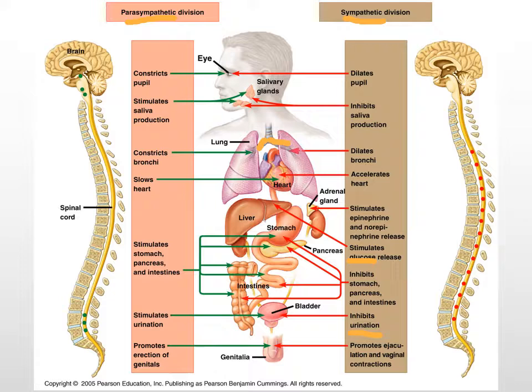promotes ejaculation as well. Now, with the parasympathetic division, basically does a lot of the opposite. So it's going to constrict your pupils. So if your pupils just at rest are a normal size, it's going to stimulate saliva production. So again, we want to be able to taste our food and to be able to lubricate our food so we can swallow it. It's going to constrict your bronchi to a regular level. It's going to slow your heart rate down. It allows your stomach, your pancreas, and your intestines to work again, stimulates urination, and promotes erection of the genitals.